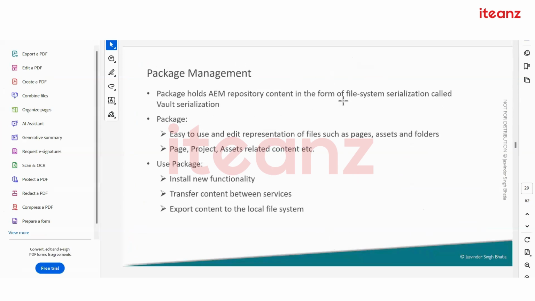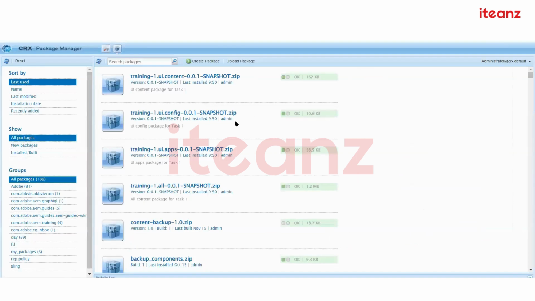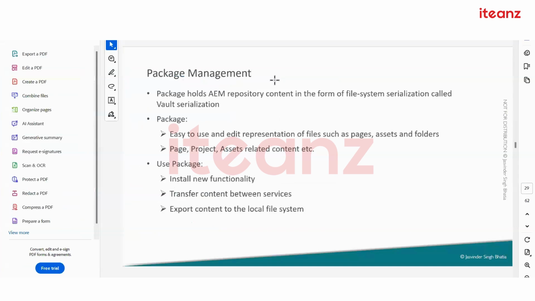So basically it is used when we do a file system serialization. If I am developing something in my author environment, and I want to bring that data, either it's a page or a component, anything, from my server to my file system or from my file system to my instance, we use something called package management. So we create a package, and that package can have your pages, assets, folders, anything. So we can use the package to install new functionality, to transfer your content between two instances.